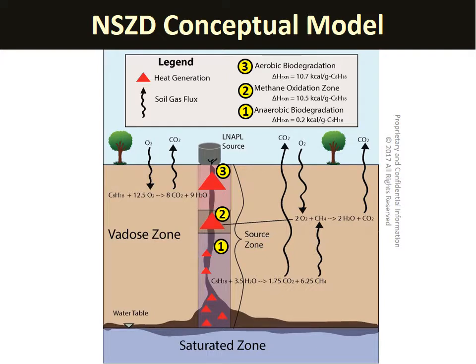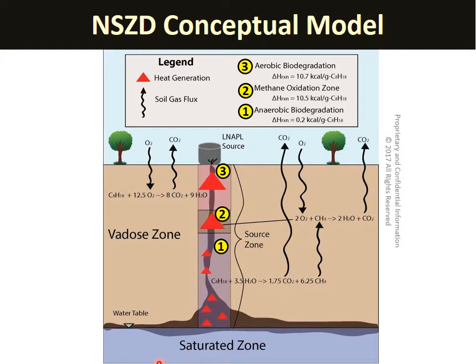This is a conceptual model of NSZD reactions in the vadose zone. Many of you will be very familiar with this, but we will repeat them for completeness. The idea is that NSZD processes proceed by different degradation pathways, depending on the availability of electron acceptors. At shallow depths, biodegradation occurs anaerobically, and in the absence of external electron acceptors occurs through methanogenesis.